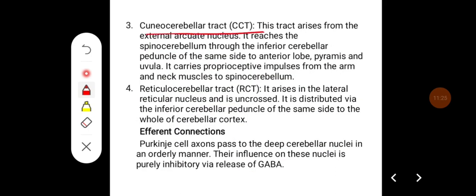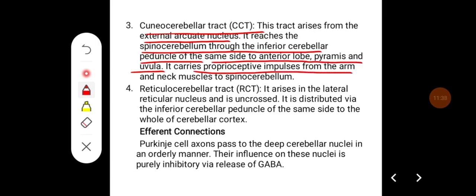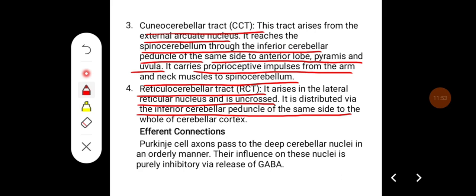Cuneocerebellar tract, it arises from the external arcuate fibers. It reaches the spinocerebellum through the inferior cerebellar peduncle of the same side to the anterior lobe, pyramis, and uvula. It carries proprioceptive impulses from arm and neck muscles to the spinocerebellum. Reticulocerebellar tracts. It arises in the lateral reticular nucleus and is uncrossed. It is distributed via the inferior cerebellar peduncle of the same side to the whole cerebellar cortex.